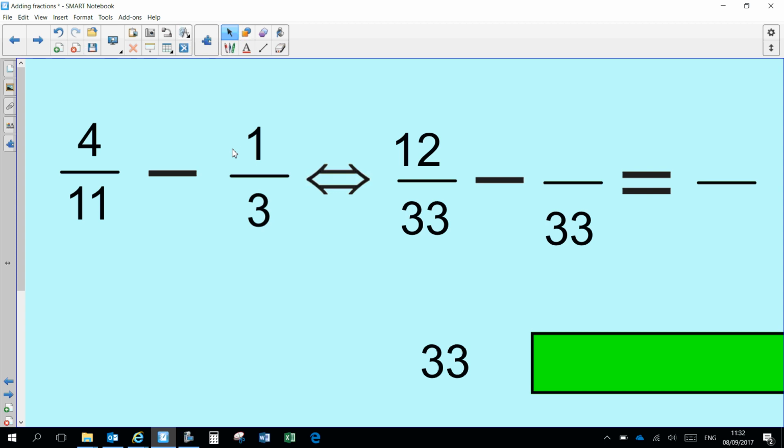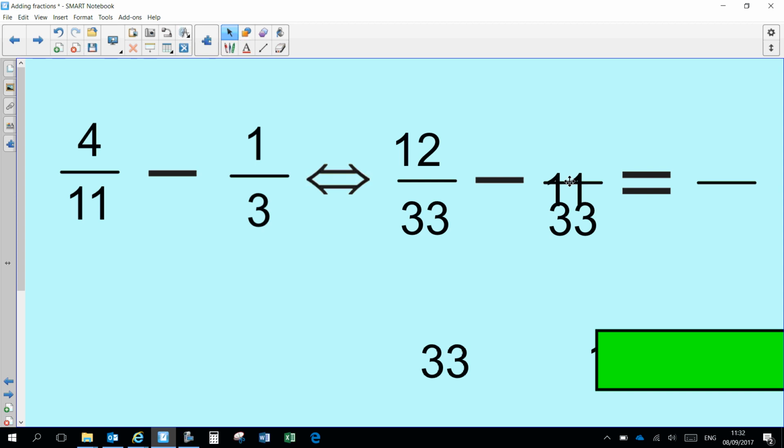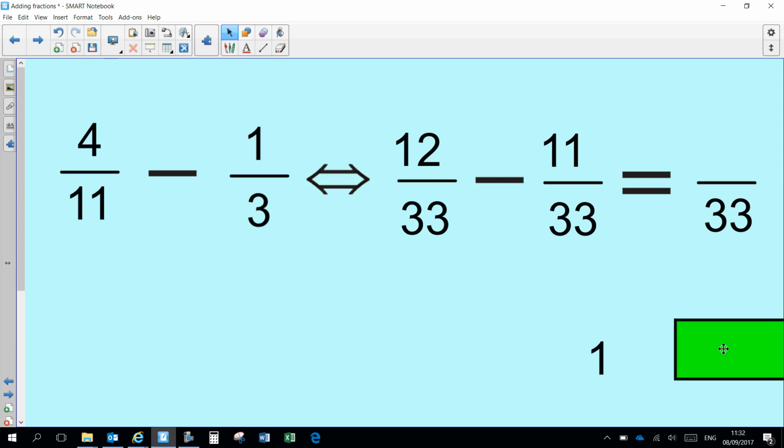Now, same as before, we're going to start with this one, and we multiplied the 3 by 11 to give us 33. So we now multiply the 1 by 11 to give us the 11. Now we've got the fractions with the same denominator, so the same denominator stays there. But now it's quite straightforward. It's 12 over 33, take away 11 parts of 33, so 12 minus 11 is just 1. And there's your answer, 1 over 33 or 1/33.